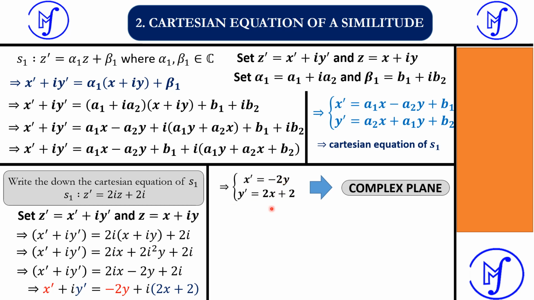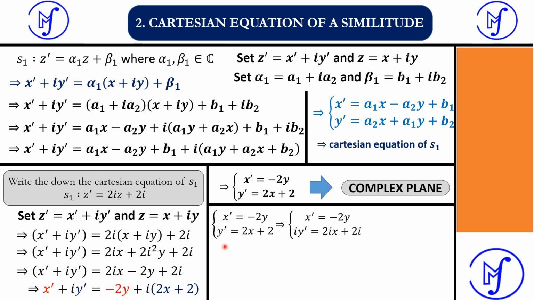Let us now see how we can convert the Cartesian back to the complex. Our Cartesian is x prime equal to negative 2y and y prime equal to 2x plus 2. Now in the complex, we have this x prime plus iy prime, that is, we have z prime equal to alpha z plus beta. So we need to multiply y prime by i, and then add the two equations together, because the left hand side is z prime, which is x prime plus iy prime.